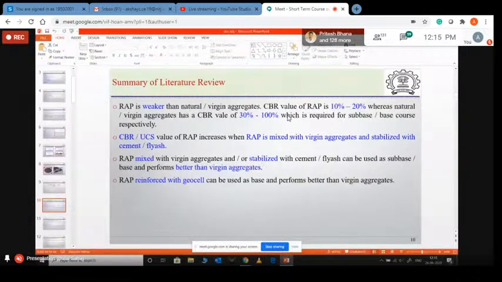And generally it is found that when RAP is mixed with virgin aggregates, the CBR value increases. And when it is mixed with virgin aggregates and stabilized with cement, even the UCS value also increases. And when RAP is reinforced with geocell, it is observed that the load carrying capacity of the layer increases substantially.